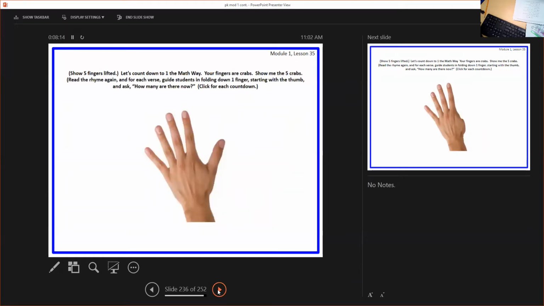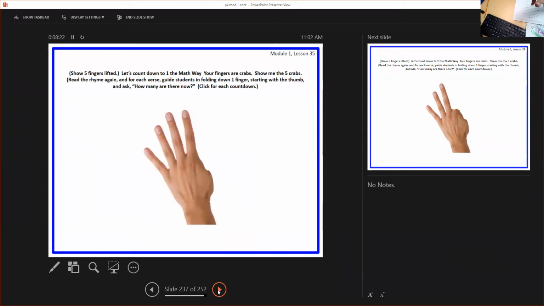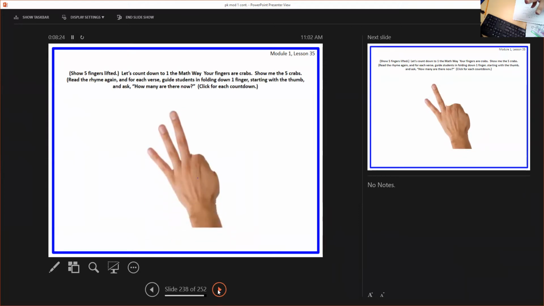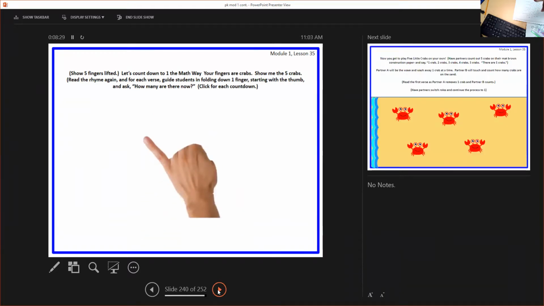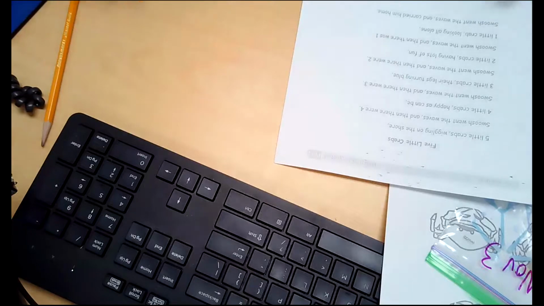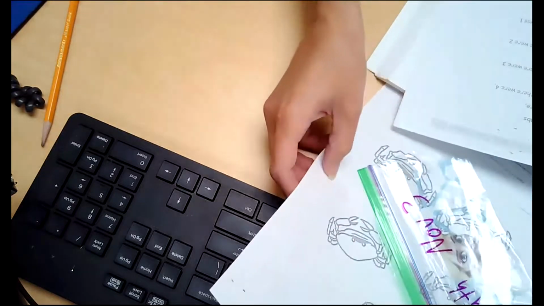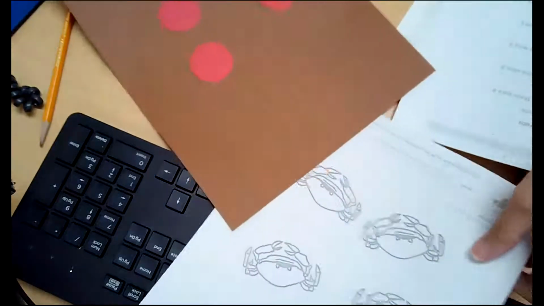Okay, so let's count down the math way. Your fingers are crabs. Show me 5 crabs. And then we're going to go to 4. And then 3, 2, 1.